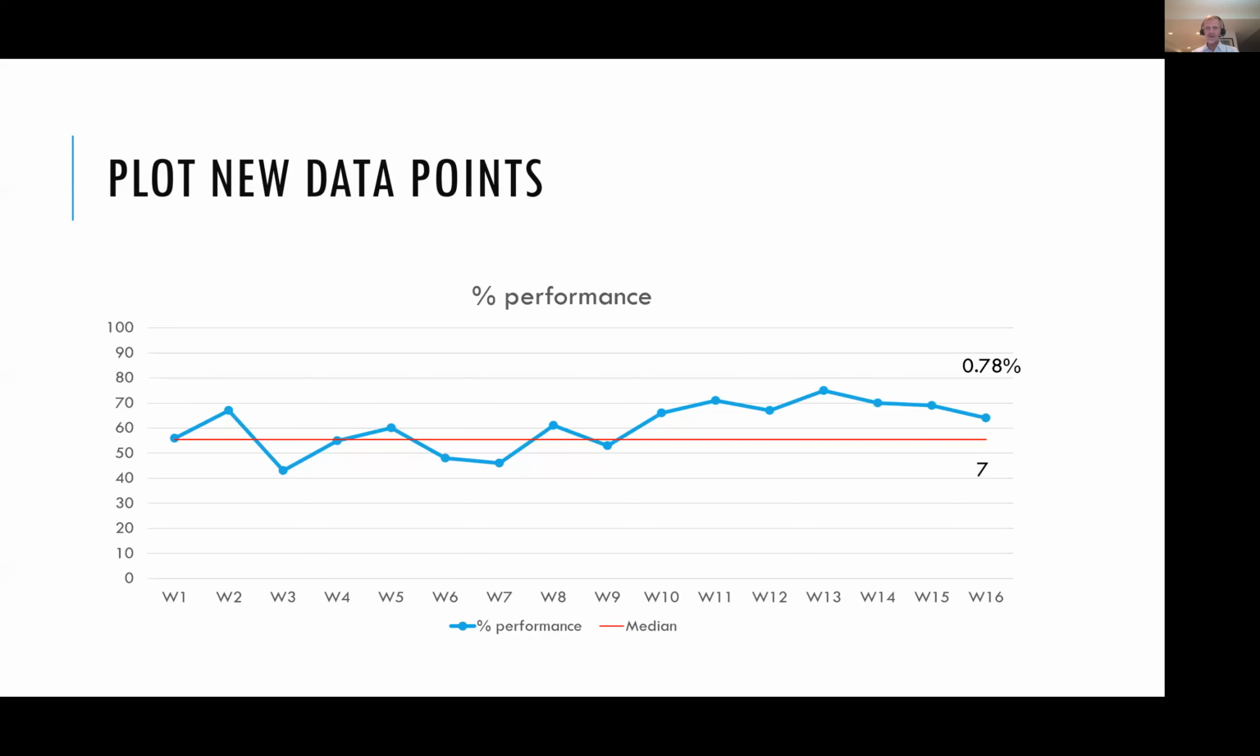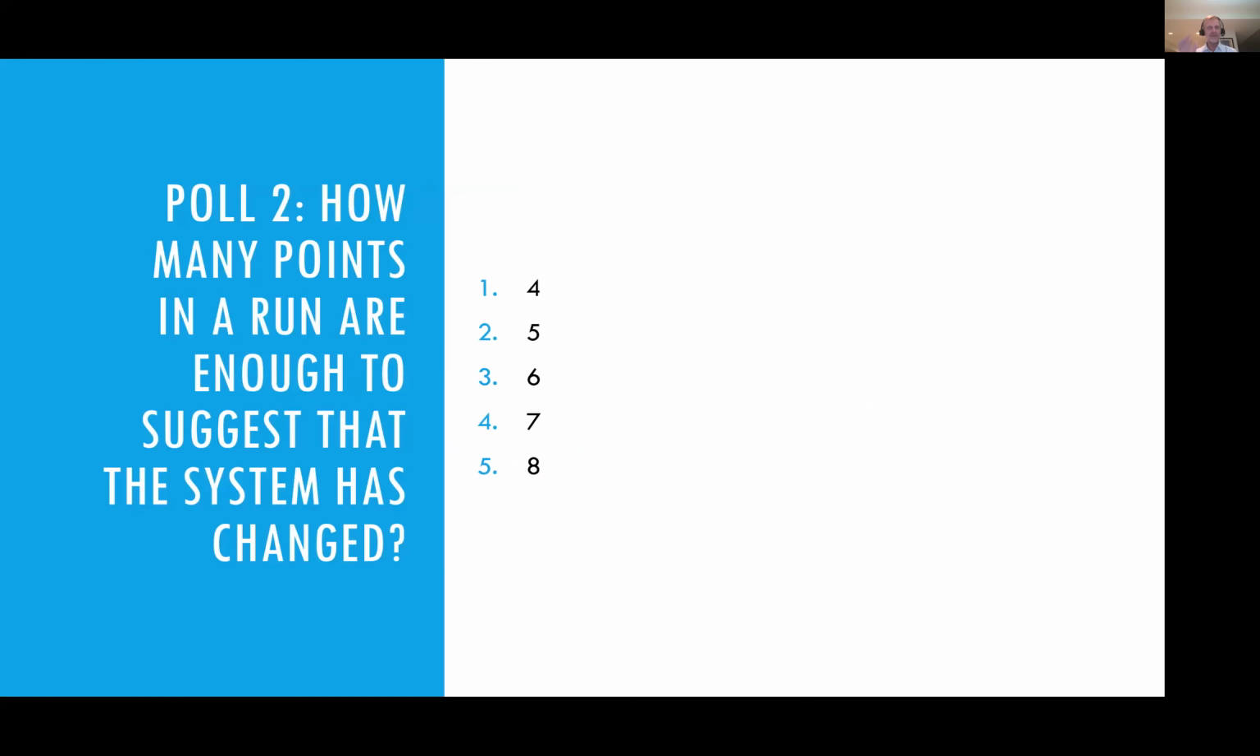And so we're looking for long runs. If we start to see long runs, that is telling us that the system has changed. Okay, and next poll question. How many data points in a run are enough to suggest that the system has changed? 4, 5, 6, 7, or 8.